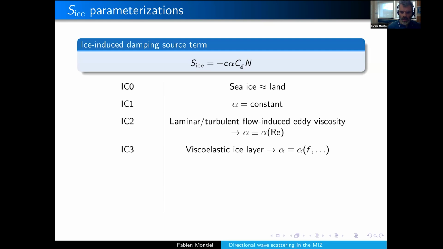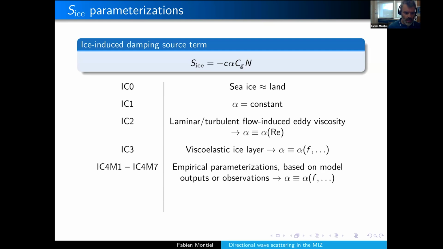many different analyses. And then came out these IC4, so there are 7 of them, IC4M1 to IC4M7, and these are based on empirical. So these are empirical parameterizations, and there are 2 types. Some of them are based on model outputs, and some of them are based on direct observations.